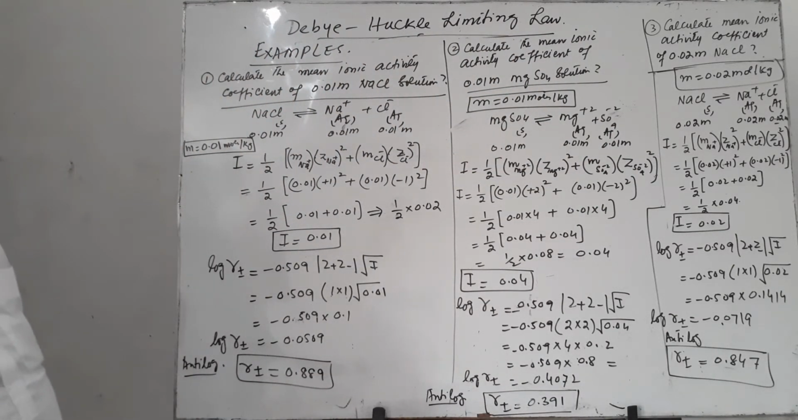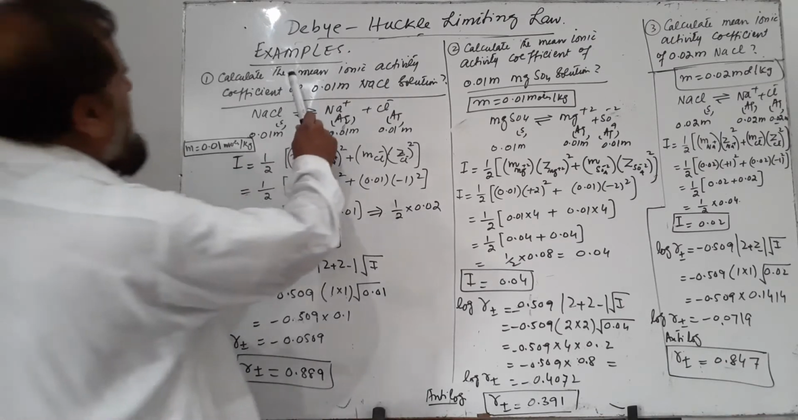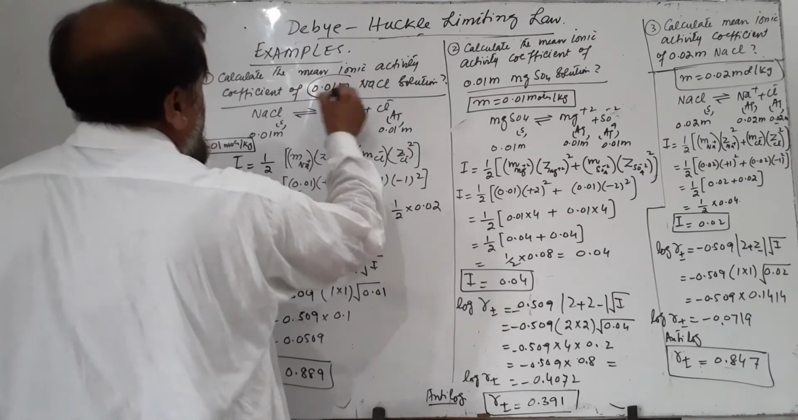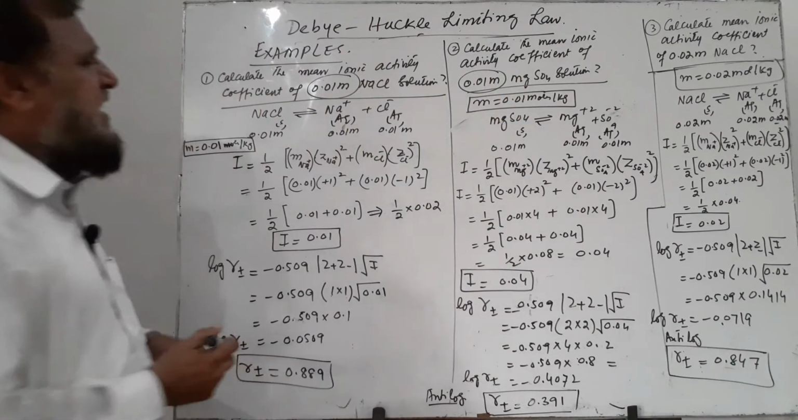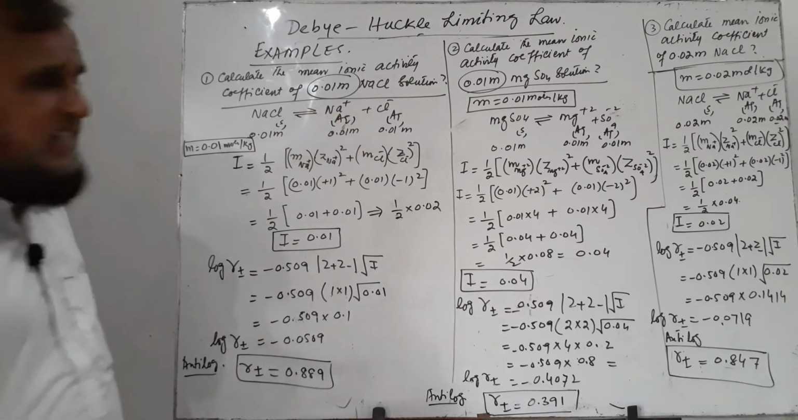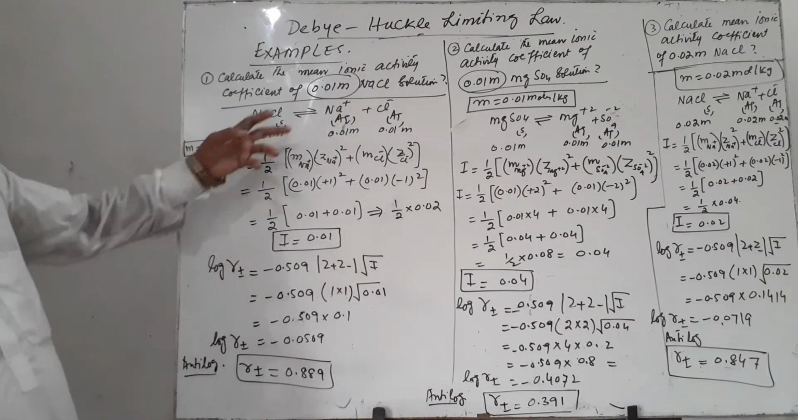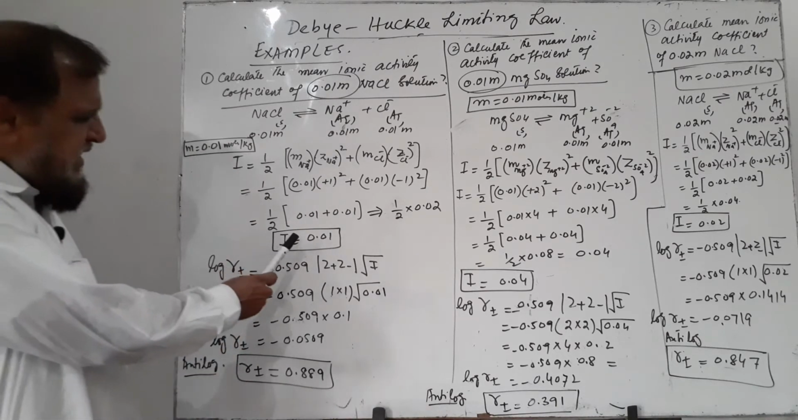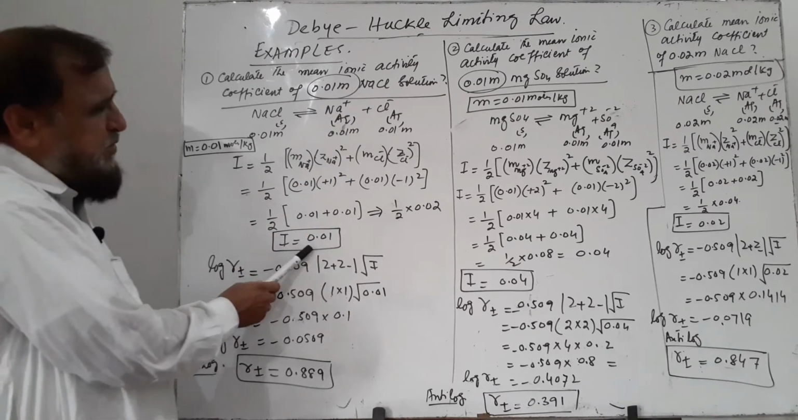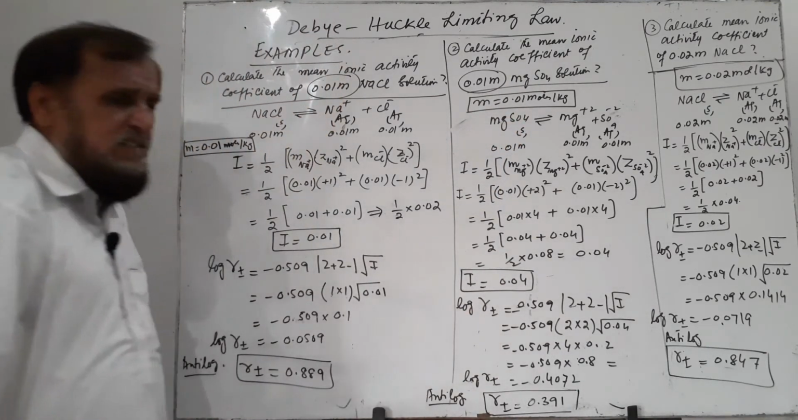0.847. From these discussions, we can draw two conclusions. The first conclusion is, if we compare example 1 and example 2, the molality is the same in both the cases, concentration is the same, but the charges on the ions have increased. In case of sodium chloride, the charges are plus 1 and minus 1, and in case of magnesium sulfate solution, the charges are plus 2 and minus 2. When the charges on the ions increase, the ionic strength increases. For example, in case of 0.01 molar sodium chloride, ionic strength is 0.01, and in case of 0.01 molar magnesium sulfate, the ionic strength was 0.04.